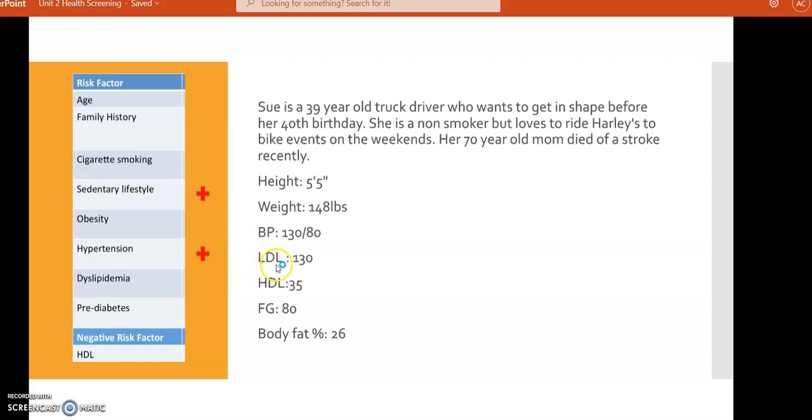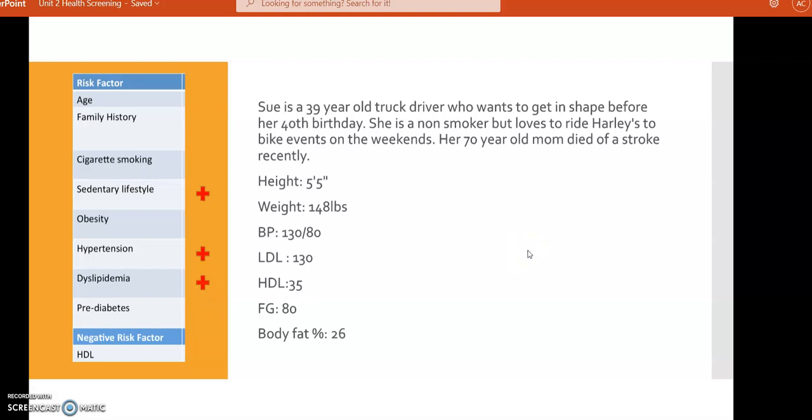LDL is 130, so that's right on the line again, so that's going to count for dyslipidemia. And we also have low HDL because it's not at least 40. Those count in the same category, so it's just one for both of those. Fasting glucose is 80. That's under our 100 threshold. And we don't have the negative risk factor because our HDL is low. So this person is going to have three risk factors for CHD.